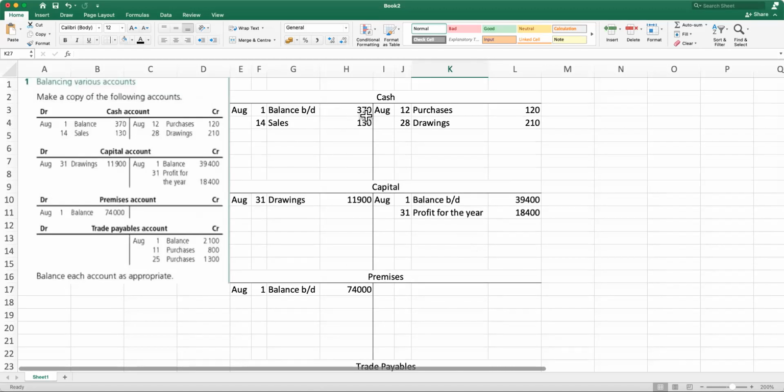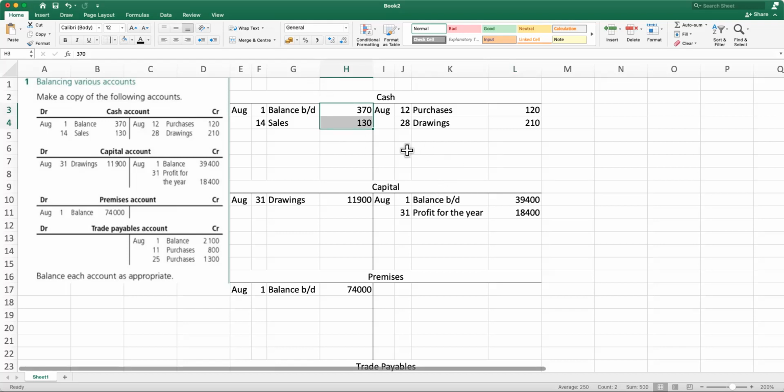So in our cash account, we have debit 370, 130, credit 120, 210. Logically speaking, your cash should always have a debit balance because you cannot overuse your cash account. However, that doesn't apply to every single account. So the rule of thumb, whenever you try to balance an account, you need to find whichever side is more. If you have been doing it on Microsoft Excel, you can see the sum here is 500. So the debit side total is 500.